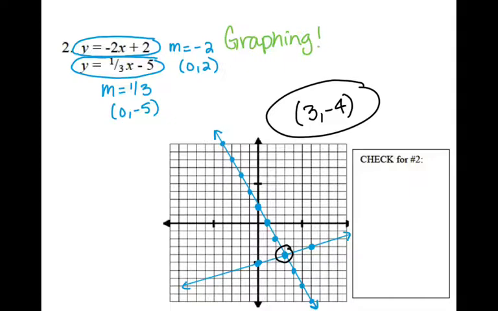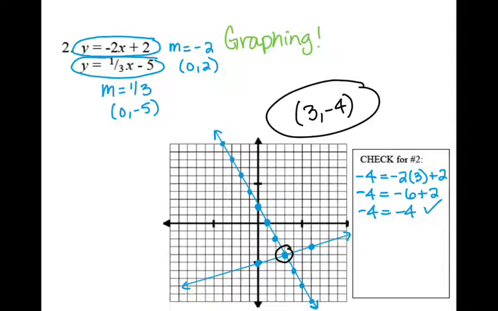So I'm going to take this 3 and -4 and plug it in. My first equation is y equals -2x plus 2. Where I see the y, I'm going to replace it with -4. Where I see the x, I'm going to replace it with 3 and hope that it gives me a true statement. That gives me -6 plus 2, which is -4. So it works for the first one.